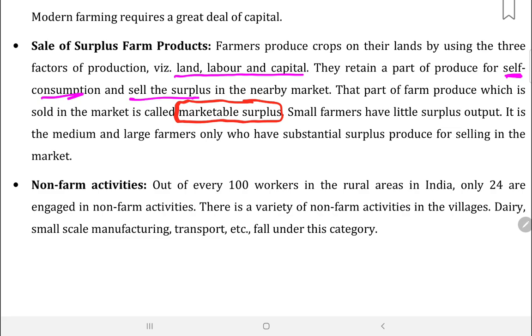Small farmers have a little surplus output. For example, 20 kgs is a very little yield, and again in that his surplus is 20 kgs. So 20 kgs is not even a bag of rice. 25 kgs is a bag of rice. So this is a very small thing to sell in the market.